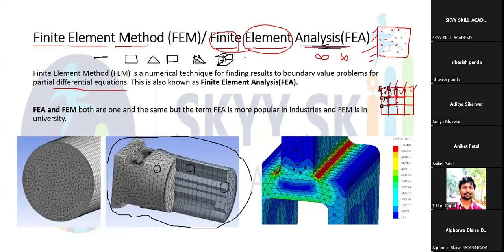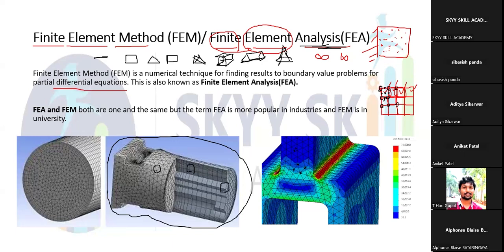Okay, this is my hexa. This is my penta. And another one is my pyramid. The shape is pyramid shape. Okay, these four shapes you are going to get for your 3D analysis.